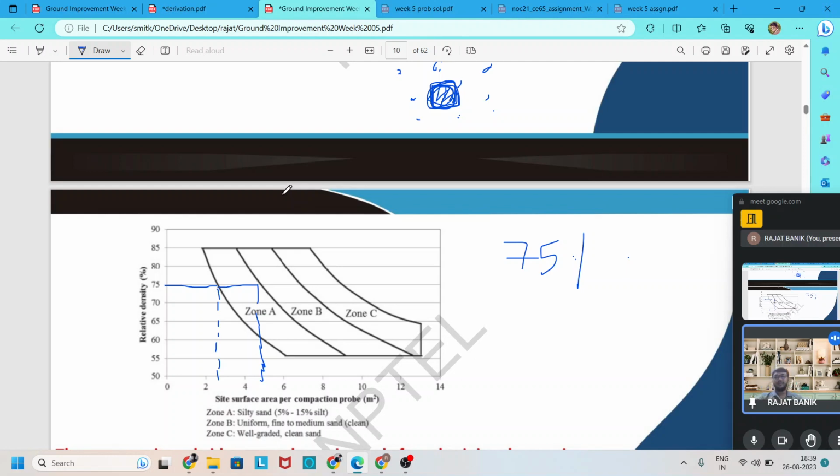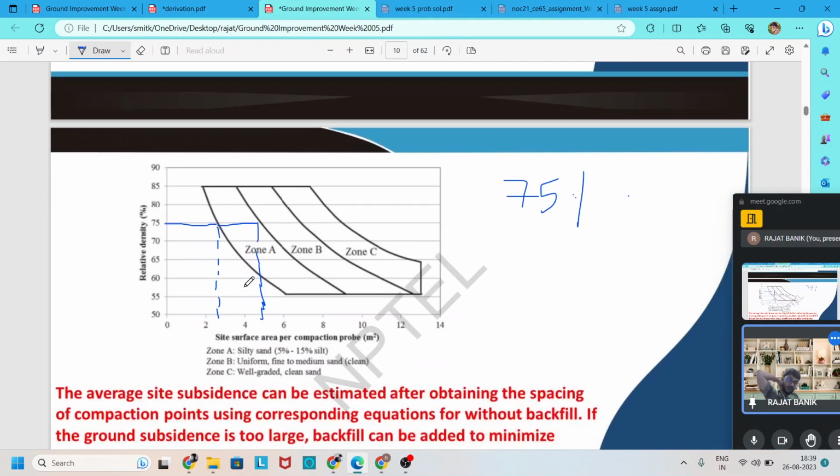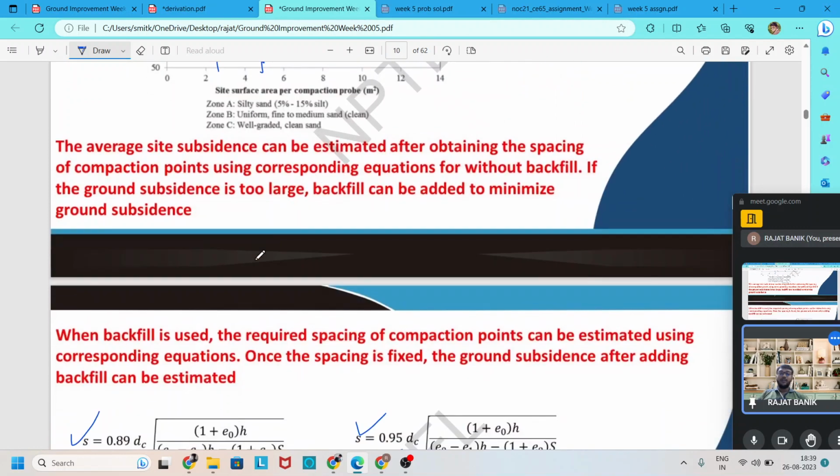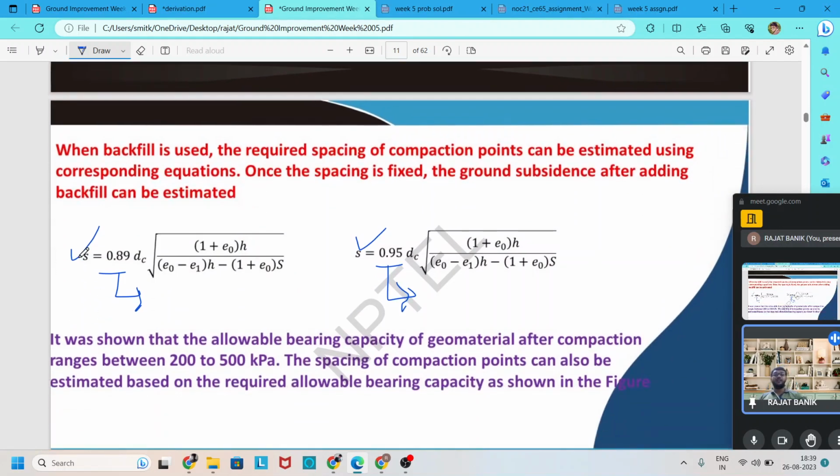One chart is given. Based on this chart, we can find out the tributary area, and based on the tributary area, we can also find out our spacing. Another way is based on the backfill, whether it is backfill or not. If it is backfill, some spacing formula is derived.